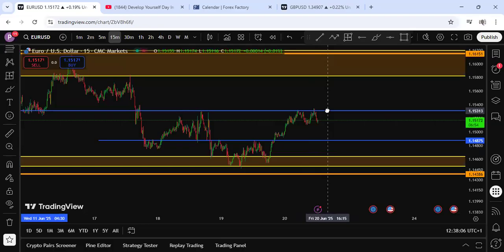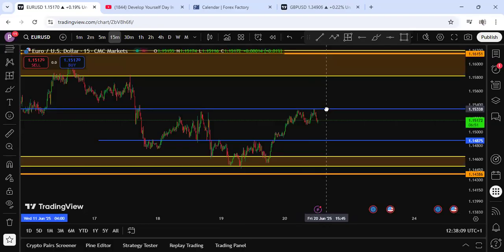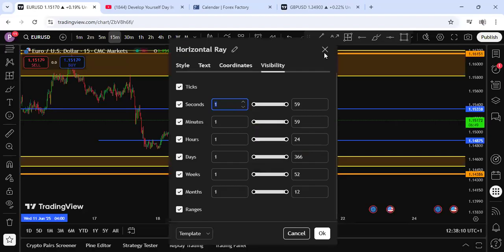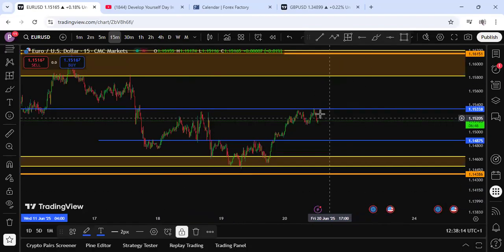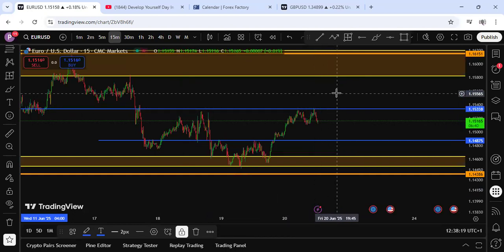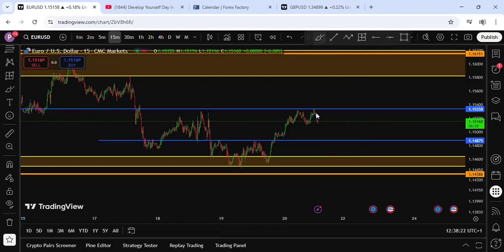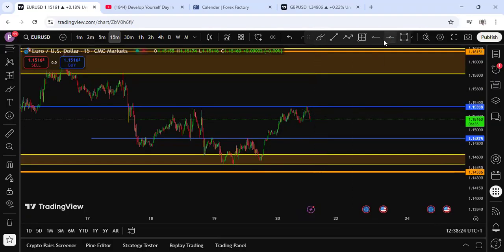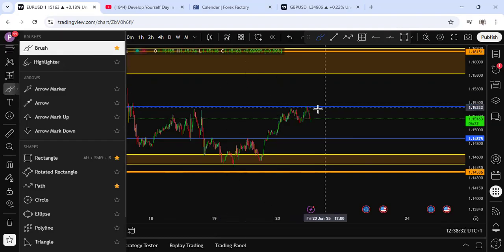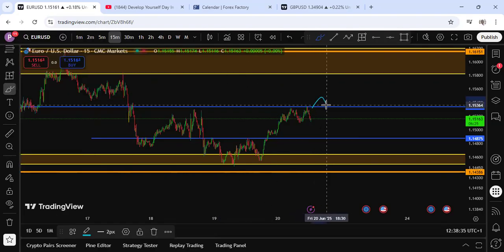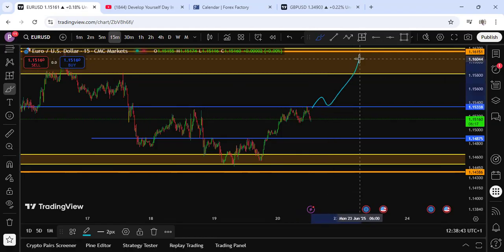If it breaks out of this level and then comes back and gives us a retest, if it breaks out like this, where's my drawing too? Okay. So if this market breaks out, gives us a kind of retest in the form of a double bottom, and then we can buy and then maybe take our profit in this nice zone.